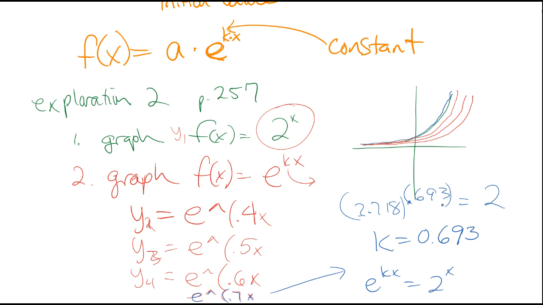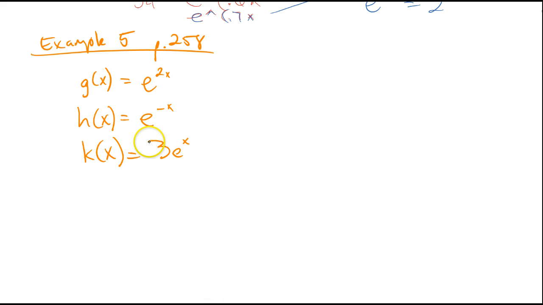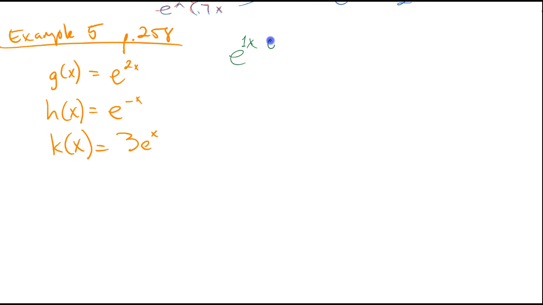So continuing on, let's look at one of the examples from page 258. You're given these 3 functions, and you're asked to describe the transformation from the original e to the x, or e to the 1x. And so here are the transformations. So let's learn how to decipher this stuff in the exponents, because it's a little bit similar to the polynomial stuff, and I think you'll catch on quickly.